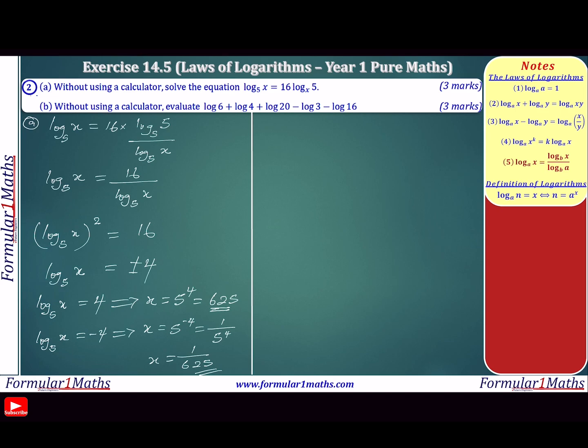For question 2b, please note that when we write log a, for example, without any base, this means log to base 10 of a. That's the convention.